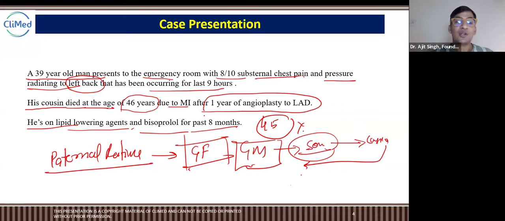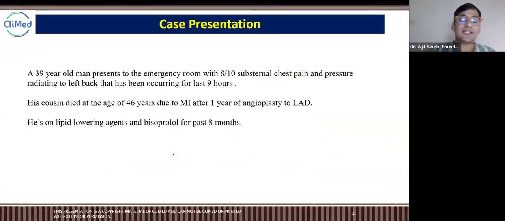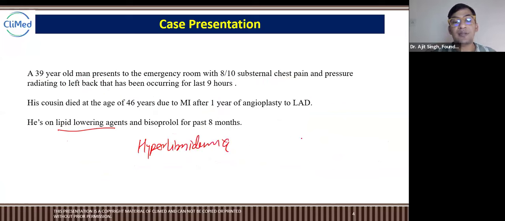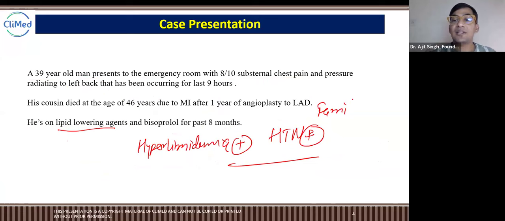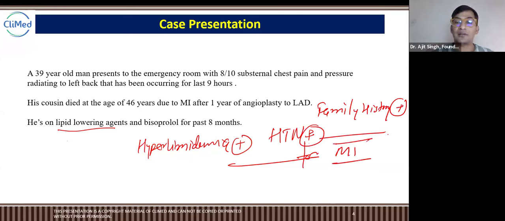Understand? Now he's been on lipid lowering agents and bisoprolol for the past 8 months. So what is bisoprolol, guys? Bisoprolol, a beta blocker. Why are we giving the beta blocker? Hypertension, absolutely. And why are we giving lipid lowering agents? Because he has hyperlipidemia as well. Hyperlipidemia positive, hypertension positive, family history positive. Family history positive for what? For MI, right. The family history is also positive.